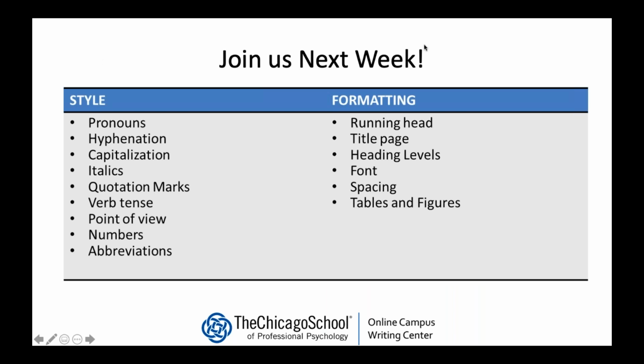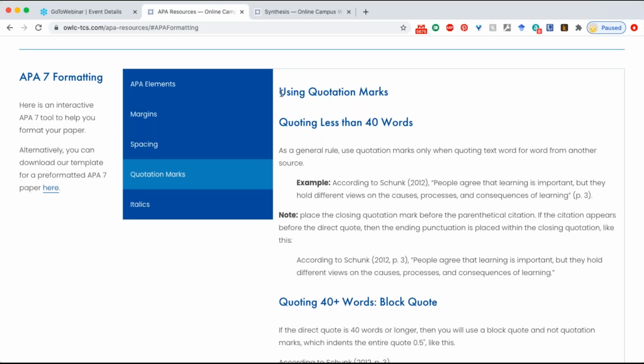Okay, so next week we'll have more information on things like style in APA, how to use pronouns, hyphenation, capitalization, italics, quotation marks, verb tense, point of view, numbers, and so on, and formatting, like running heads, title pages, header levels, fonts and spacing, tables and figures. However, if you don't want to wait for the webinar, all of this information is accessible on our website. So I'll take these last few minutes that I have here to share that with you. If you have any questions about anything, please go ahead and file them in as we look at this other materials.